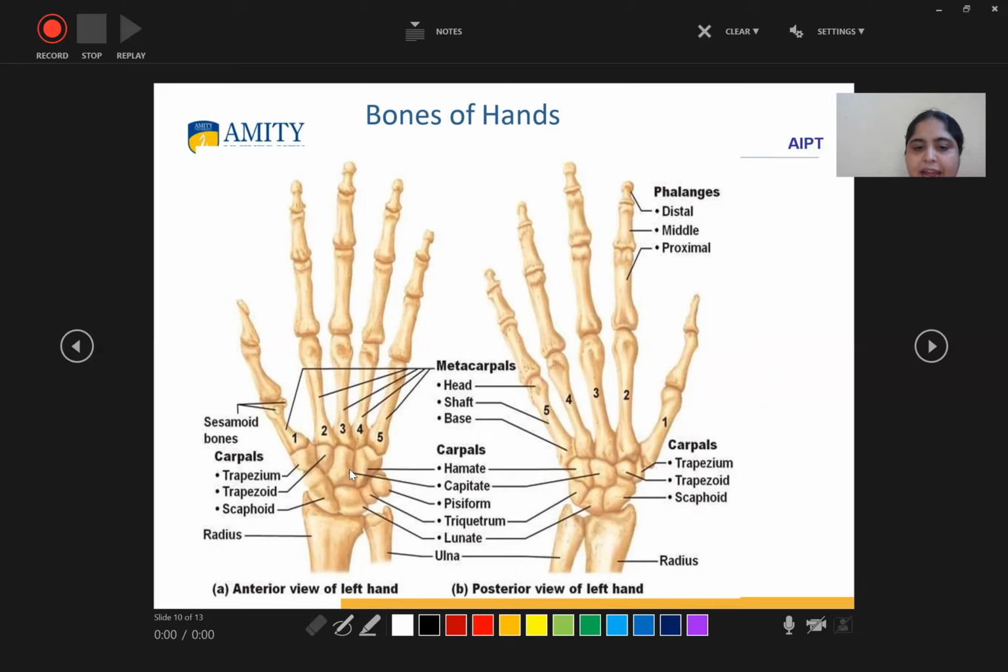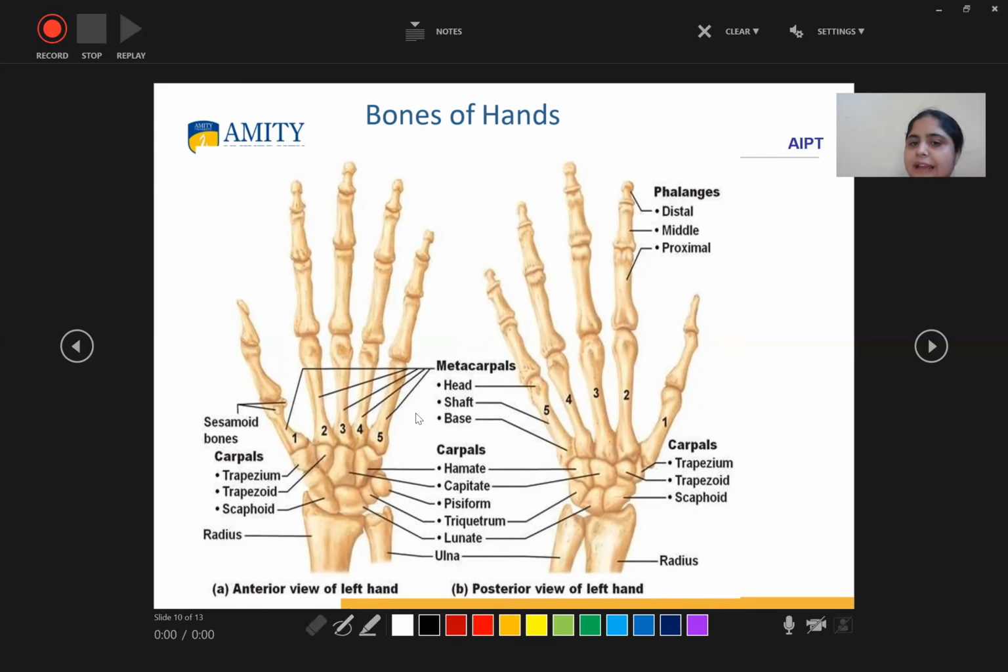So the mnemonic is: try to catch her. So it is: she looks too pretty, try to catch her. From the proximal to the distal, going from the radial end to the ulnar end, it is scaphoid, lunate, triquetrum, pisiform, trapezium, trapezoid, capitate, and hamate. Then we have metacarpals 1, 2, 3, 4, and 5.